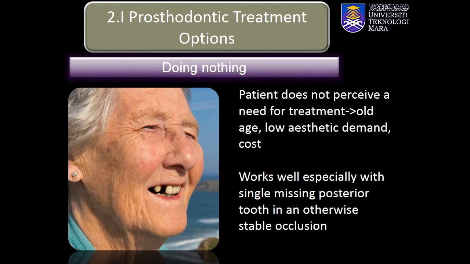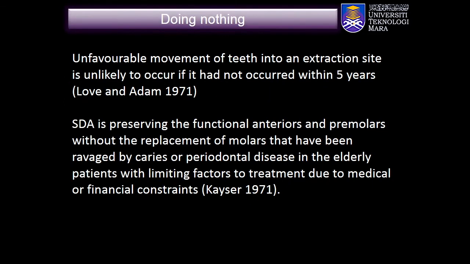One of the treatment options is to do nothing, or to not restore the missing teeth. Doing nothing works well when the number of missing teeth is limited to the posteriors and the occlusion is stable. Unfavorable movement of the teeth is unlikely to occur, especially if it has not occurred within 5 years. When the disease is confined to the posterior teeth, it has been reported that a functional occlusion can be maintained following their removal with 20 occlusal units remaining. This is aimed at limiting restorative treatment for the elderly and overcomes any cost implication, disease risks, and other barriers associated with rehabilitation.